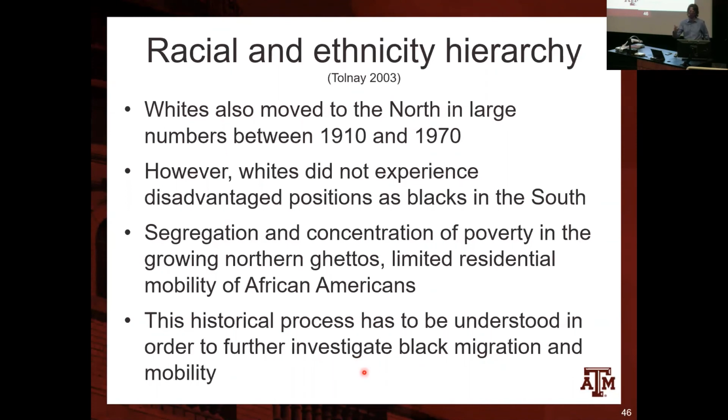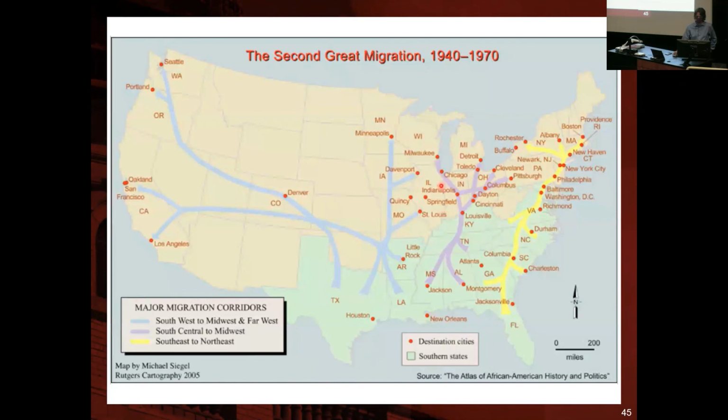And that's an issue that even today we talk about. African Americans experience a lot of issues in Chicago and some other areas in the Midwest as well, right? So that's still all related to this historical process.